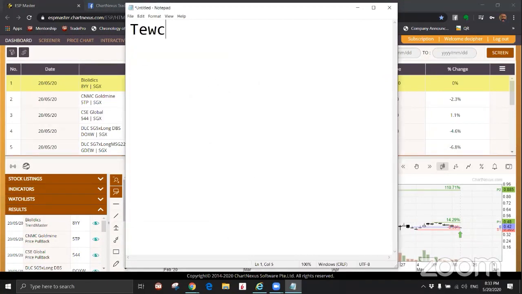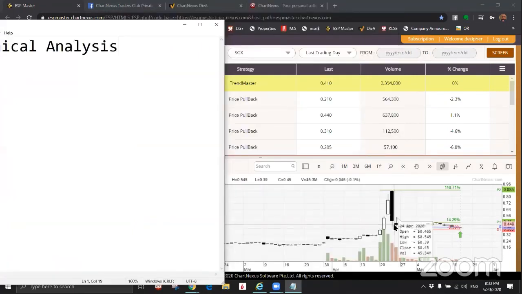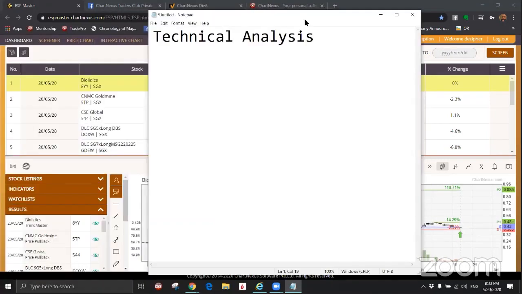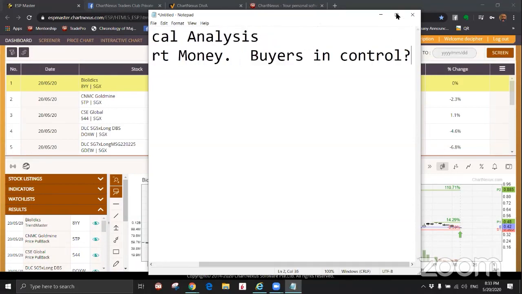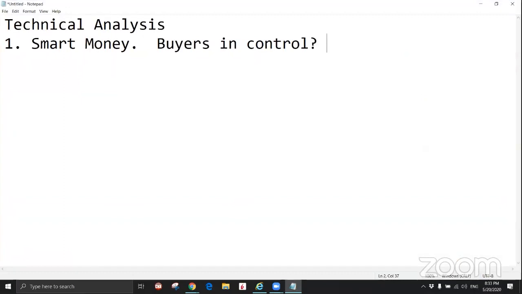Okay, so I will start with technical analysis. Now, what is technical analysis? It is the reading of charts, stock charts, something like this that you see below here. From the stock charts, I want to establish two things. Number one, I want to see is smart money in the stock. Is it buyers in control or sellers?